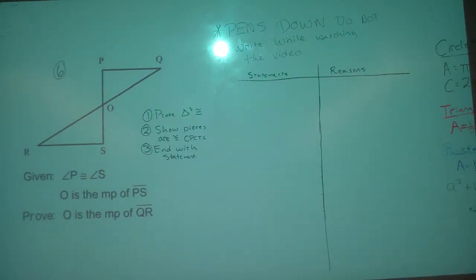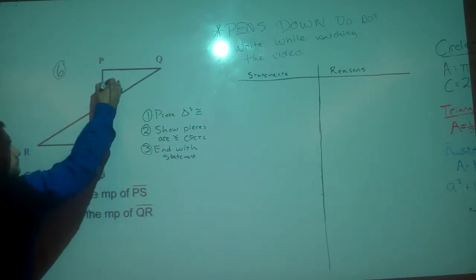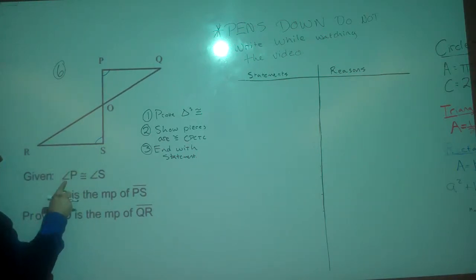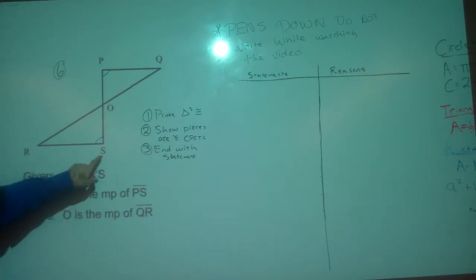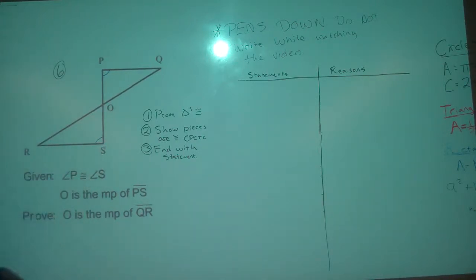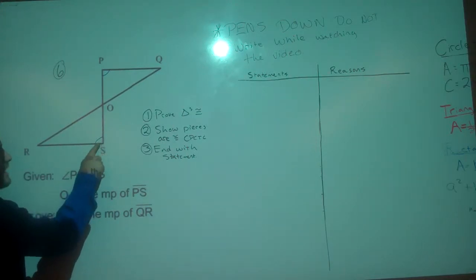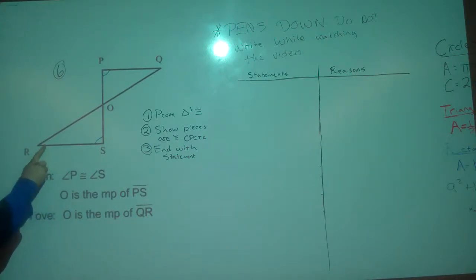I will start with my first given, that angle P is the same as angle S. Students will often ask me when they can use one letter for an angle versus three, and the answer is you can use one letter so long as there is only one angle drawn here. There is no confusion about which angle S is because there is only an angle here at S. At R, that's the same thing. There is only one angle at R.